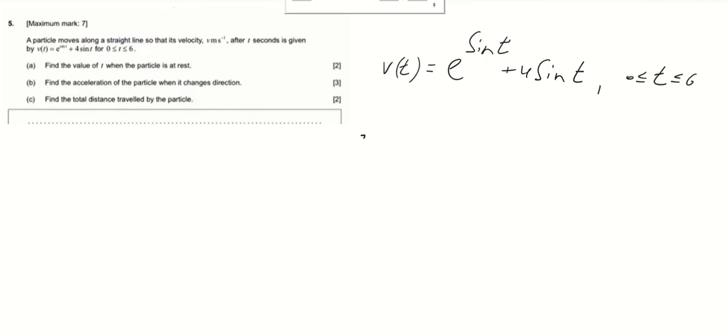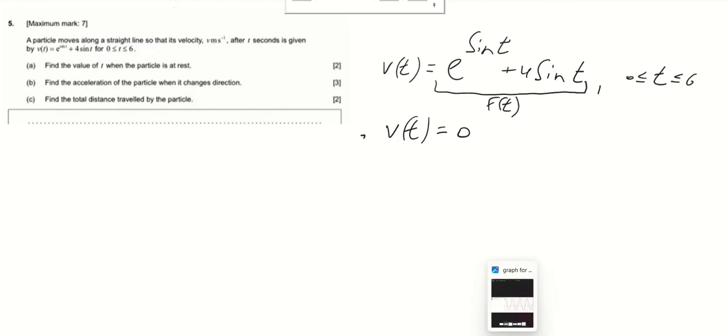At A we need to find when the particle is at rest. The particle is at rest when its velocity is 0. So we need to plot this function of t using the calculator and see when it intersects the x-axis. Then the y-axis, which is the velocity, will be 0.